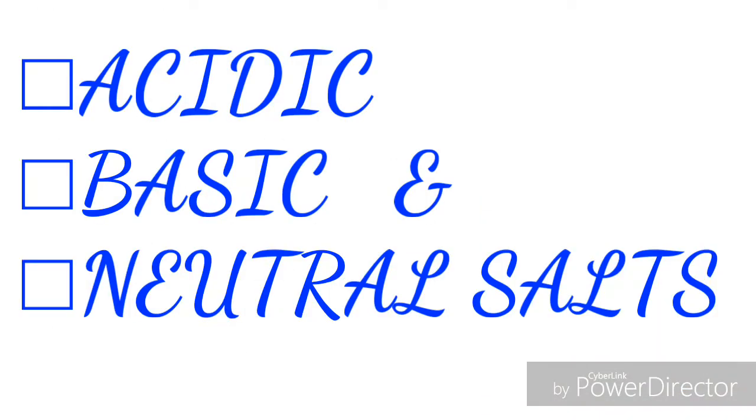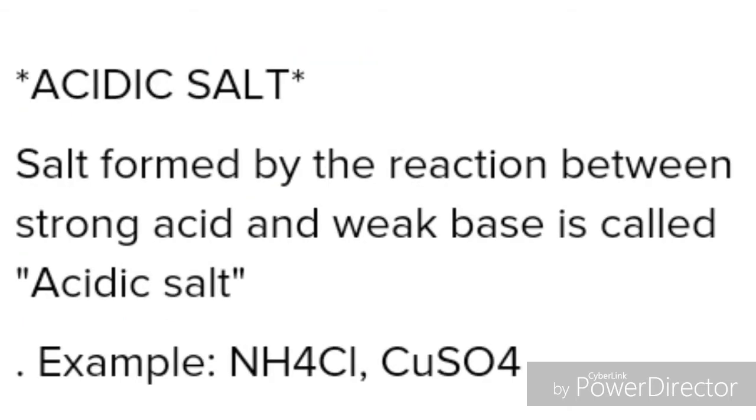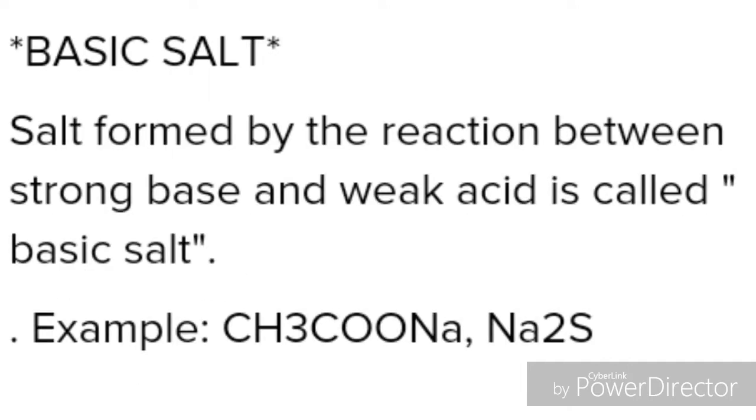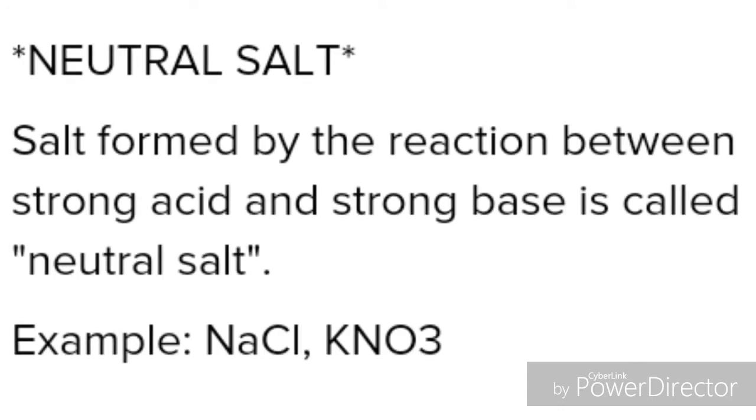Now, let us see what are acidic, basic and neutral salts. An acidic salt is formed by the reaction between strong acid and weak base. Examples are ammonium chloride and copper sulfate. A basic salt is formed by the reaction between strong base and weak acid. Examples are sodium acetate and sodium sulfide. A neutral salt is formed by the reaction between strong acid and strong base. Examples are sodium chloride and potassium nitrate.